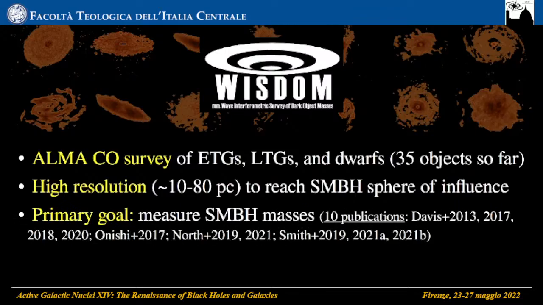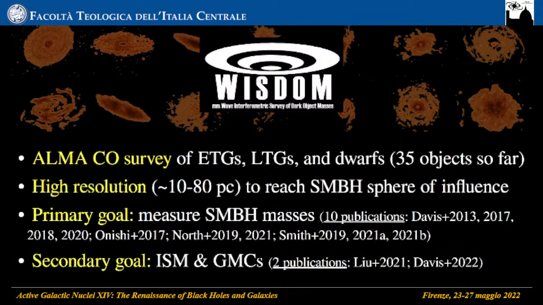The primary goal is to measure the black hole mass, and there are 10 publications on this subject already. There is also a secondary goal that we can achieve with this data, which is to study the ISM and the giant molecular clouds, and there are two publications on this topic. Of course, in this talk, I will focus on black hole masses.